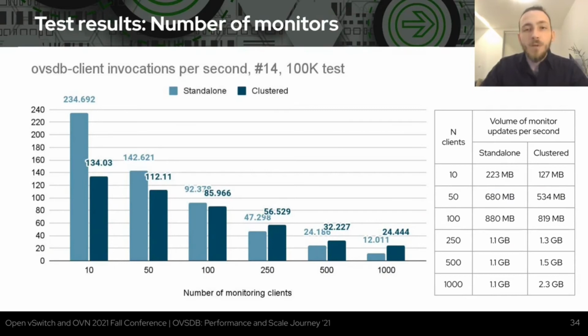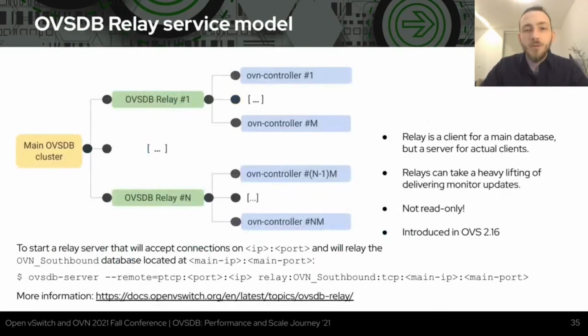Okay, but what if you don't want to lose the performance while increasing the number of clients? Here's a solution for you. It's the OVSDB Relay service model. It was introduced in OVS 2.16 and probably deserves its own lightning talk.